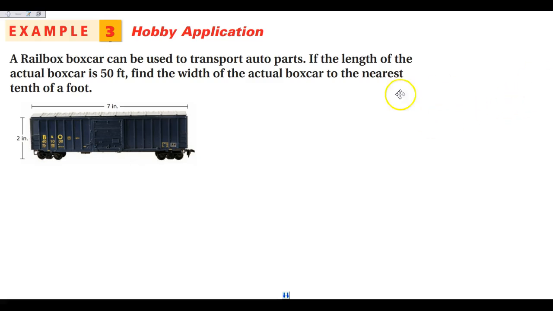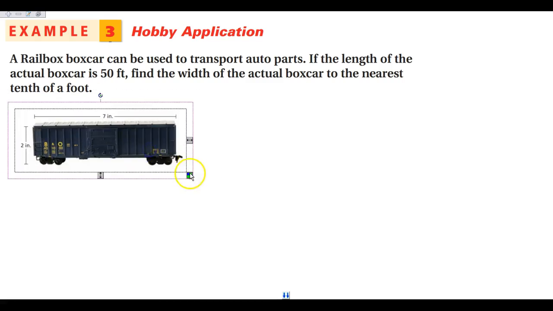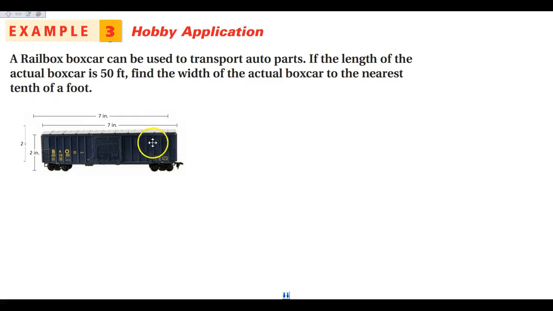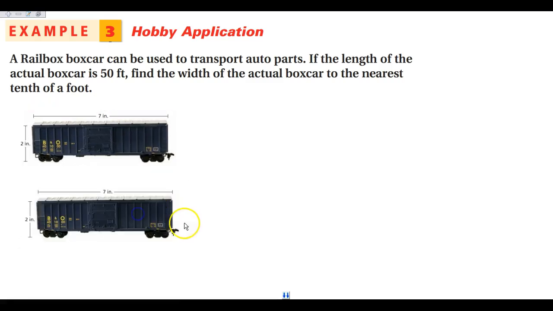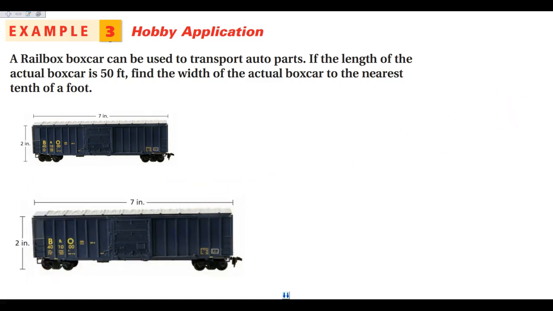So what we're going to do here, I'm going to shrink this up a little bit to make it look like it's going to be a model, and I'm going to copy and paste it. What you may want to do is just sketch another rectangle on your paper so you can see what we're looking at. All right. So this will be 7 inches and this will be 2 inches.